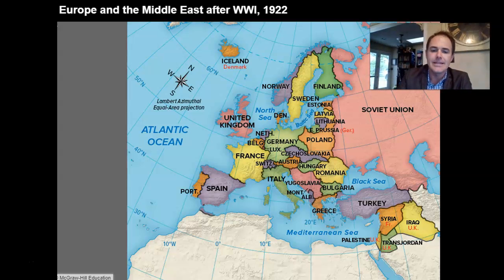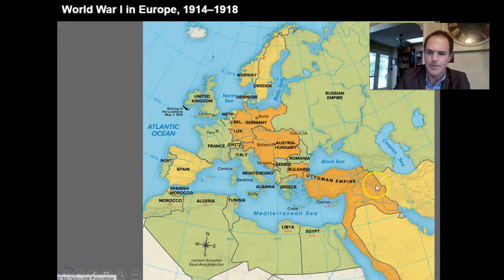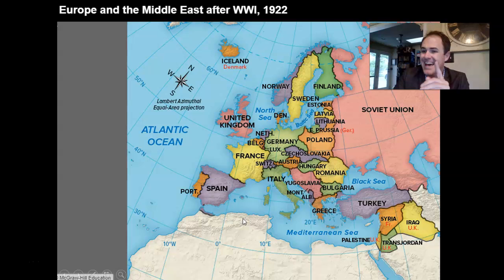So the big idea here, as a result of World War I, old empires are gone and new states emerge. All right, so remember our task, compare maps 1922 and 1946. So this is the key map. This is the world in 1922.